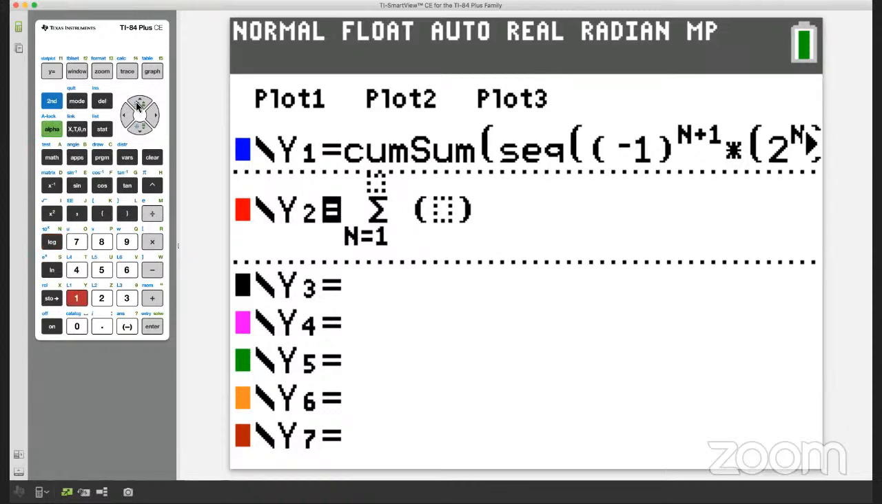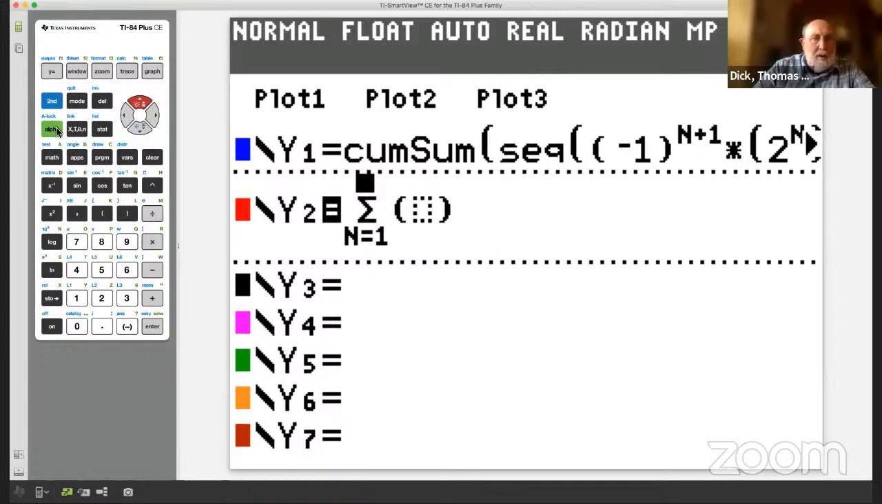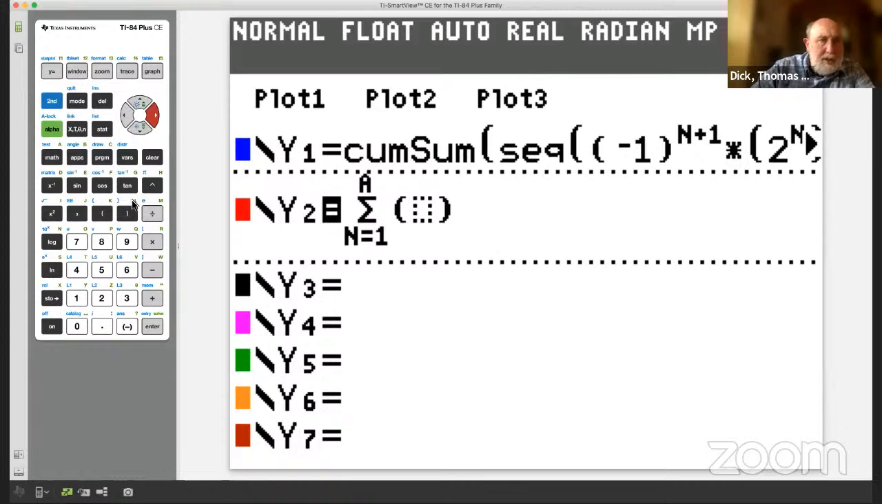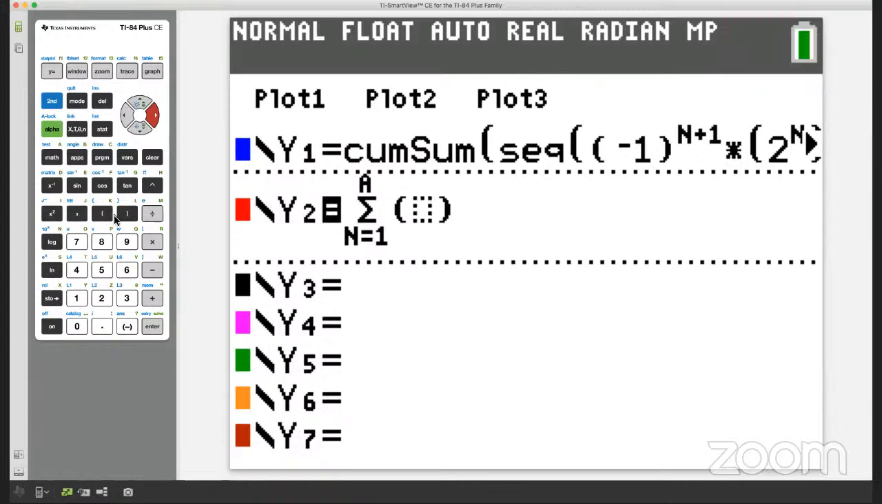We can't use the letter K, but we're going to be able to use the letters A, B, C, or D. So let's use A, just to make a variable name there. So let's make that A. And then let's go ahead and enter in the summation for that problem, which I think, if I remember right, has a fraction, right? Right. So you can use the fraction template.